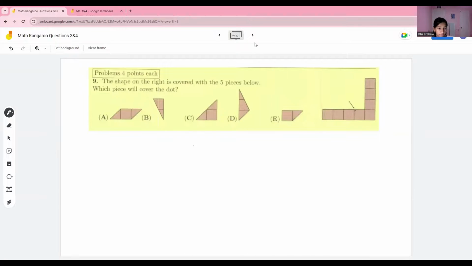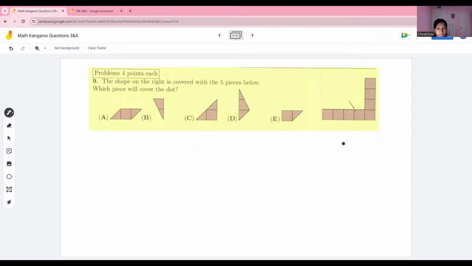Next question, number 9. The shape on the right is covered with the 5 pieces below. Which piece will cover up the dot? For this question, it does tend to get a bit theoretical. So let's try to start with what we know. So if I look at this image over here, I'm trying to find which of these pieces will be covering up this dot over here.